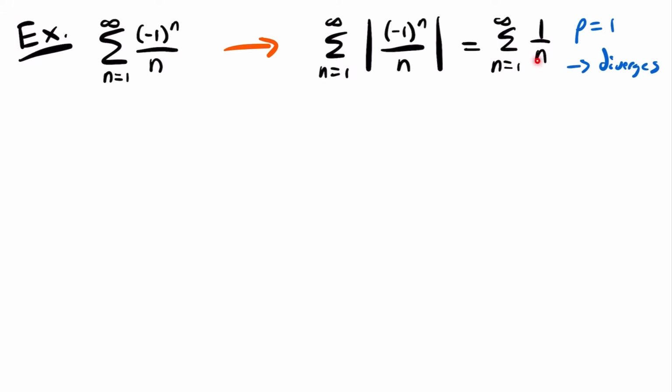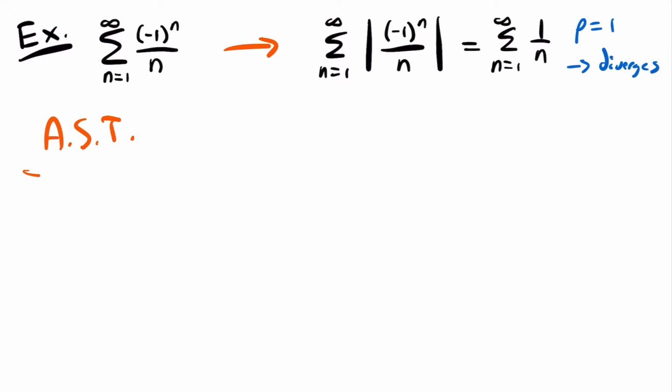Either way, this series is a divergent series, which means that our original series will not be absolutely convergent. However, it could be conditionally convergent if the original series itself converges. All right, and so in order to test that, since we have an alternating series, we will need to use the alternating series test.